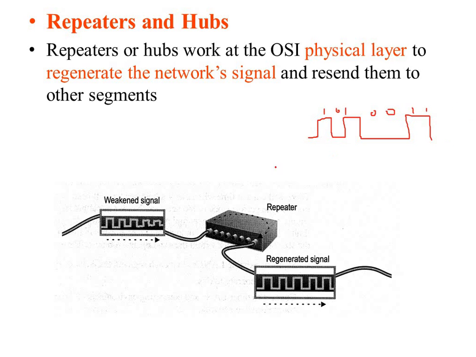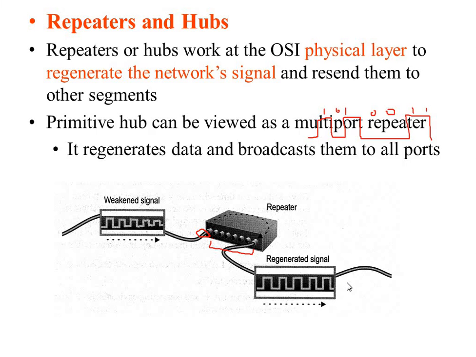That means a signal is received at this end, and the signal gets enhanced and it is broadcasted to all the devices connected to these ports. You can see that the signal over here is a weakened signal, and here it is the regenerated signal, the enhanced signal, so that there will not be any problem in identifying the ones and zeros. The repeater performs this task. So the primitive hub can be viewed as a multi-port repeater. It simply regenerates the data and broadcasts it to all the ports.